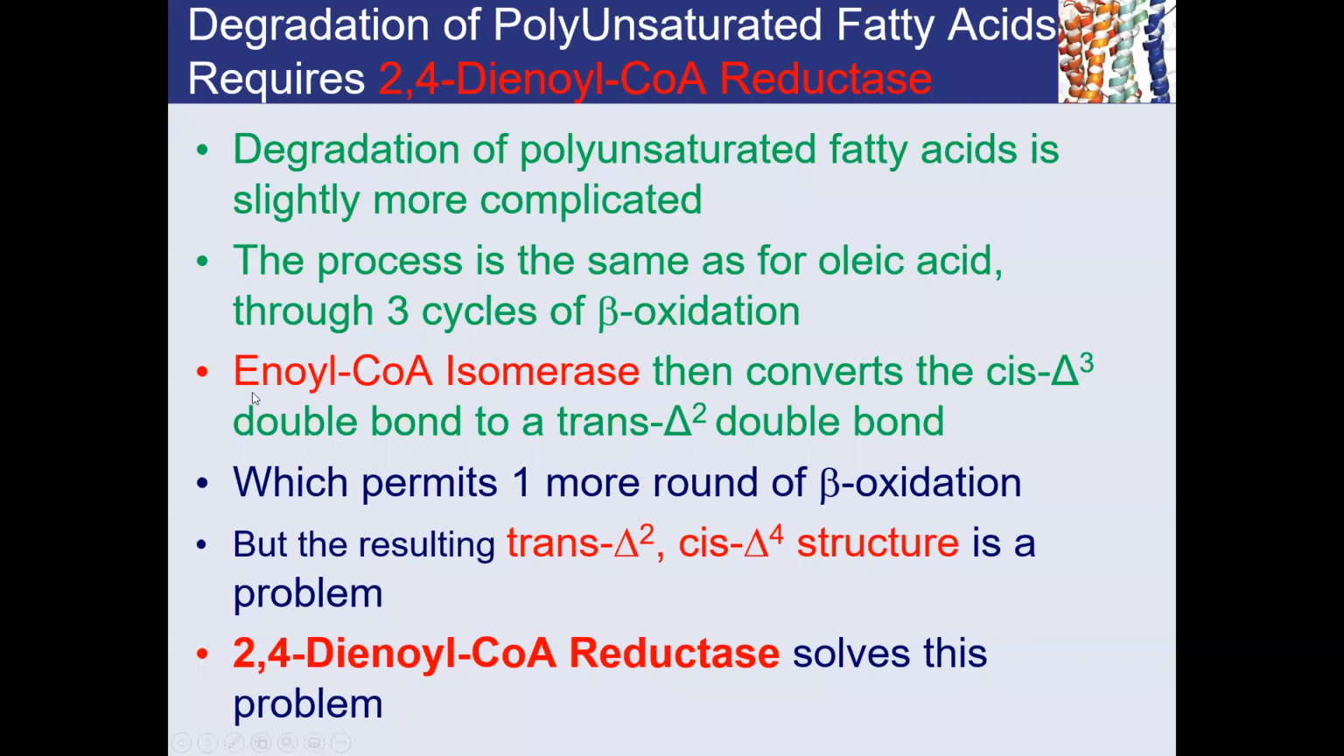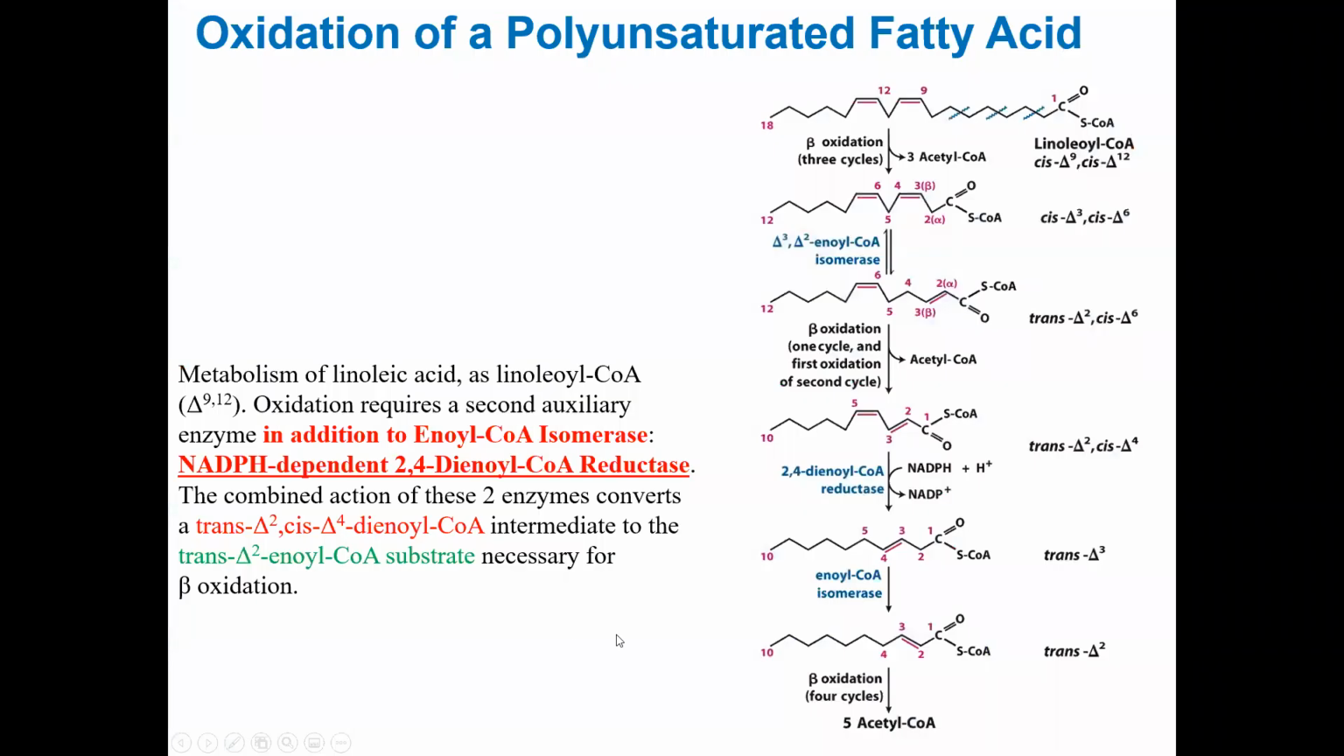You will still need the enoyl-CoA isomerase enzyme, but you will need another new enzyme called 2,4-dienoyl-CoA reductase. Okay, and you will see why. Now, one thing I want to tell you at the onset is that you know that most of the polyunsaturated fatty acids that we ingest are not conjugated fatty acid.